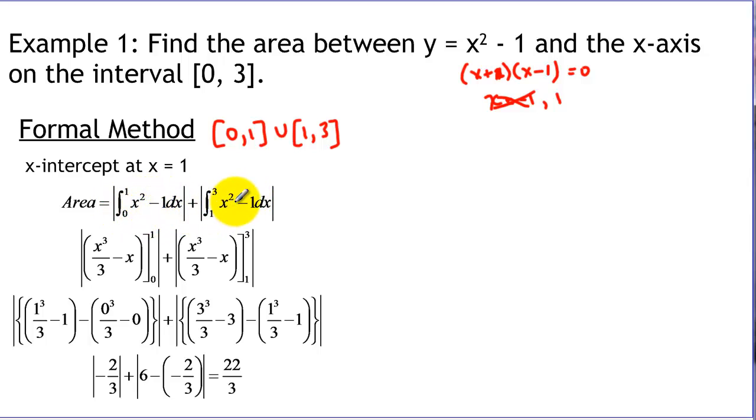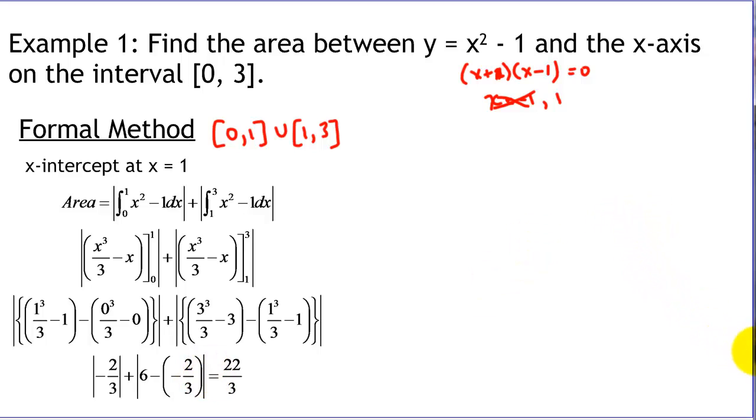So I've shown that here, setting that up. The integral of x squared minus 1 is x cubed over 3 minus x. And we have to evaluate that from 0 to 1 and from 1 to 3. So we substitute in our upper limit and our lower limit and subtract those numbers, and do that for the second definite integral. Here we get -2/3, and we're taking the absolute value, which is going to be +2/3. And here we get 6 minus a -2/3, which is 6 2/3. Its absolute value is still 6 2/3, and when we add those two numbers together, we get 22/3.